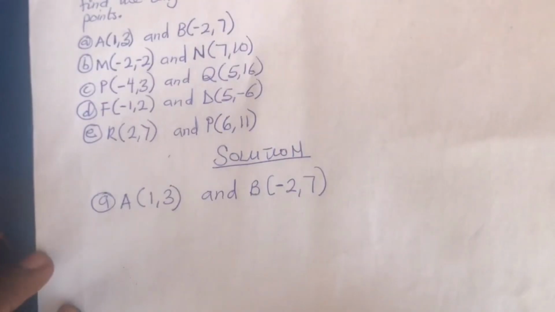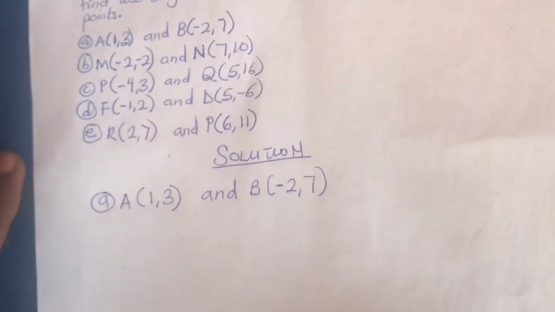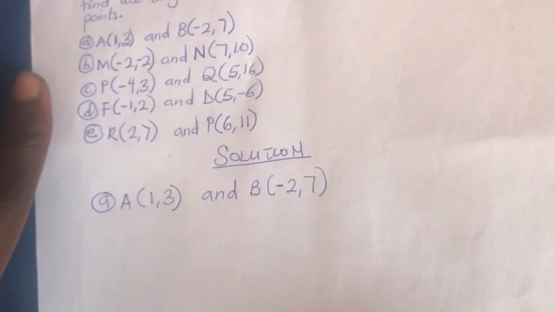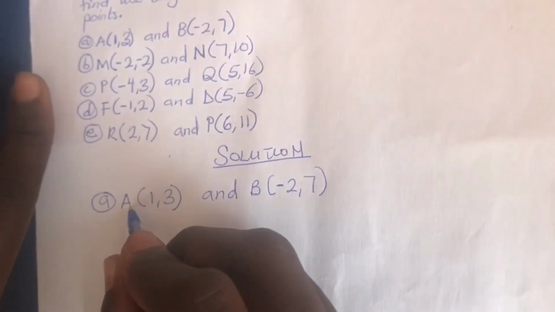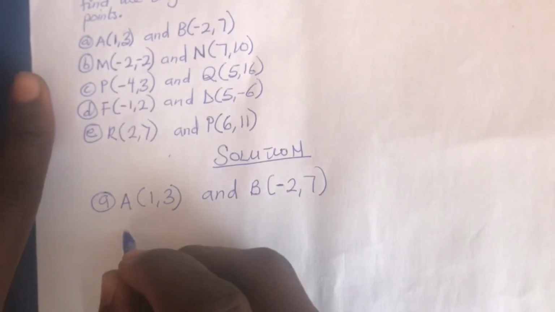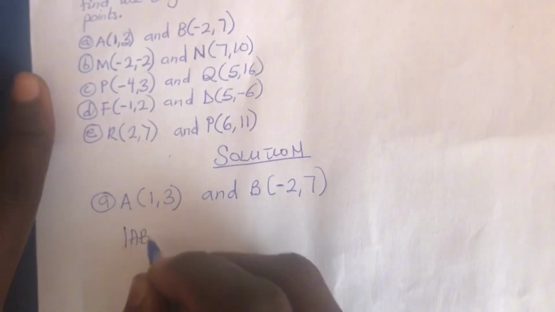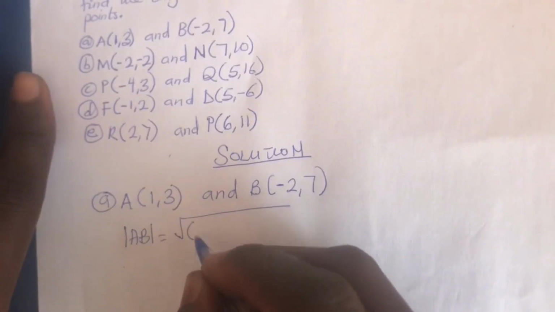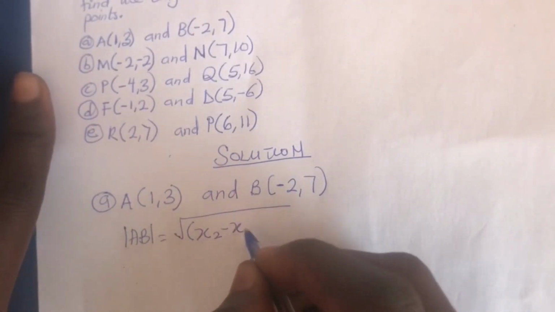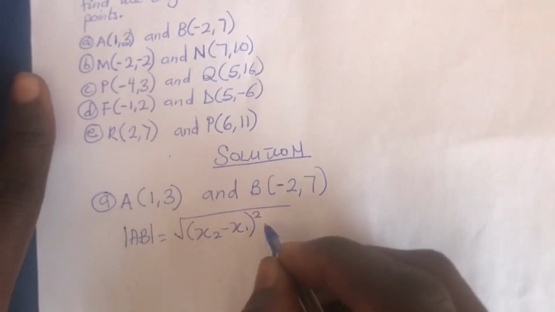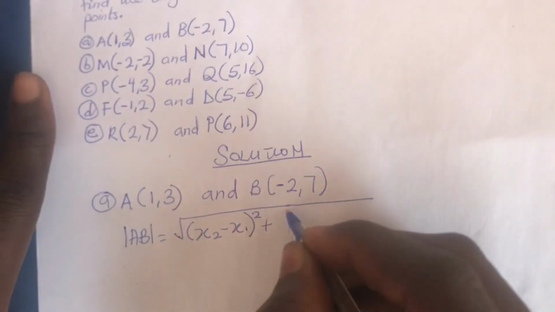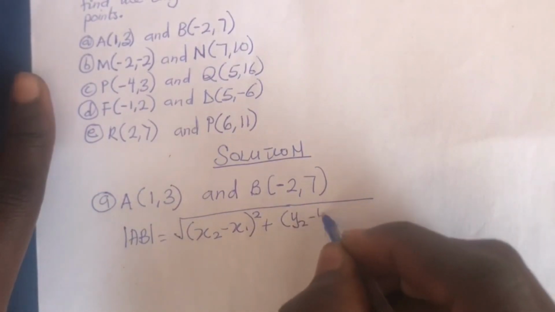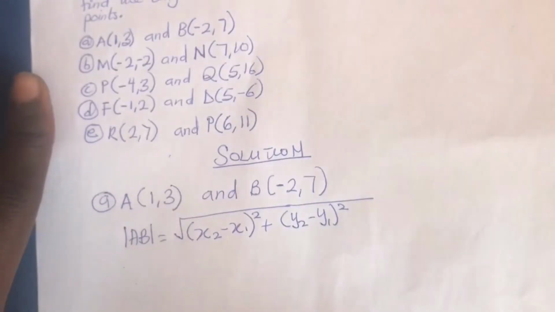I wouldn't want to waste much time here. You must know the formula for finding the distance between 2 points. So the formula for finding the distance between point A and point B is always given as line AB is equal to the root of x2 minus x1, the answer squared, plus y2 minus y1 also squared. I hope you are following.